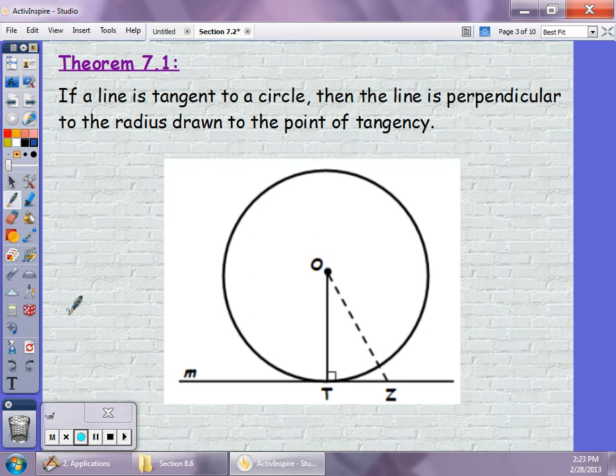Theorem 7.1 states, if a line is tangent to a circle, then the line is perpendicular to the radius drawn to the point of tangency. Here we have circle O and line M. The point of tangency is point T. So if we draw radius OT, which is drawn to the point of tangency, we know that the radius OT is going to be perpendicular to the tangent line M.